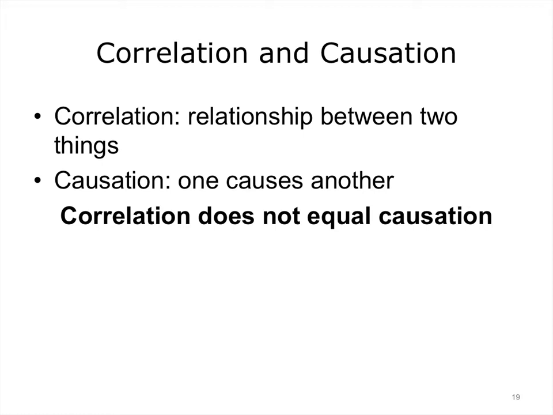However, an important concept to remember is that just because there might be a statistical correlation between two things does not mean that one causes the other. For example, there might be a statistical correlation between patients with a particular eye color and a certain disease. However, the eye color is not the cause of the disease.